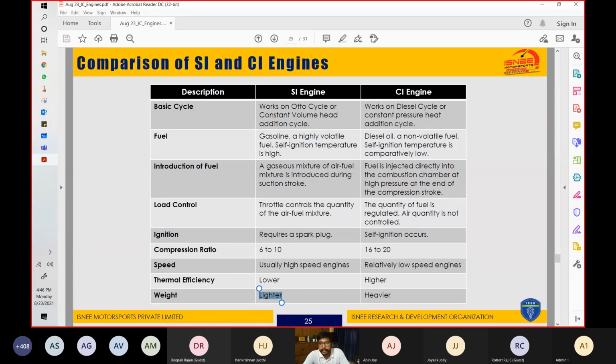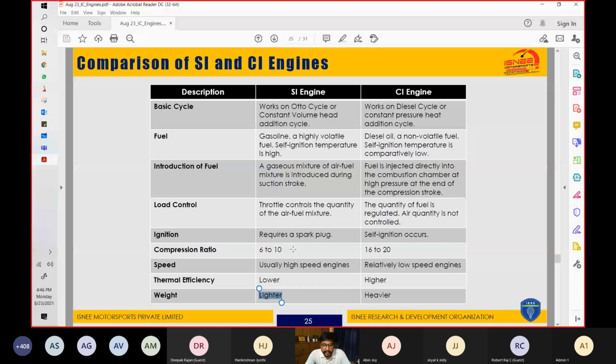In the CI engine, the quantity of the fuel is regulated and the air quantity is not controlled, and this happens through the injector. There are a lot of injection systems like common rail diesel injection, and multi-point fuel injection, MPFI, CRDI. In the SI engine also there is DTSI, digital twin spark ignition. So there are many technologies to increase the efficiency of the engine or to decrease the amount of unburnt fuel inside the combustion chamber.